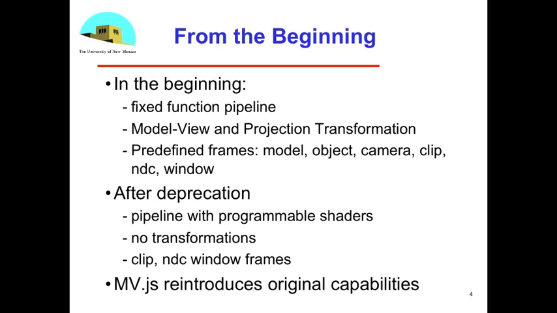But what we've done with MV.js is say, let's reconstruct those functions that used to be in the fixed function pipeline. We did that with rotation and translation and scaling. We're going to do the same thing so that we can make the equivalent calls to get a model view matrix and a projection matrix. But the big difference is that rather than those matrices actually doing something within the fixed function pipeline, they're simply going to produce matrices, and you can decide what you want to do with those matrices.